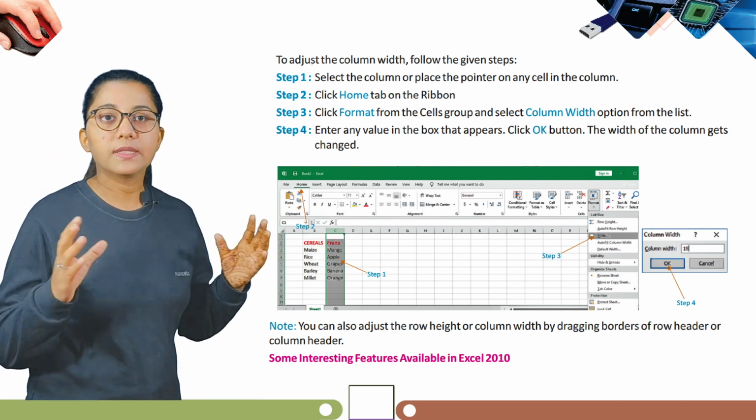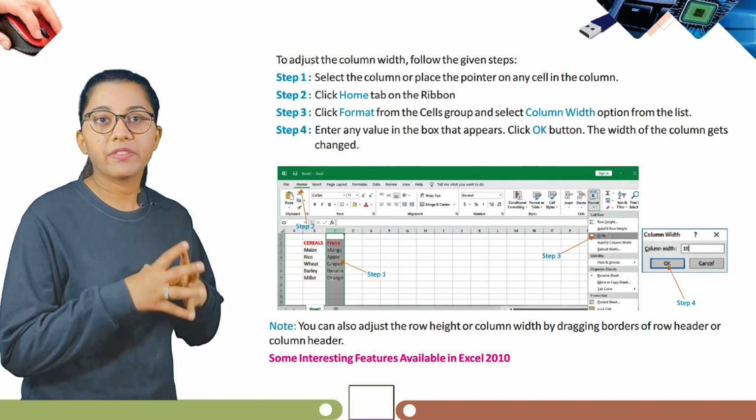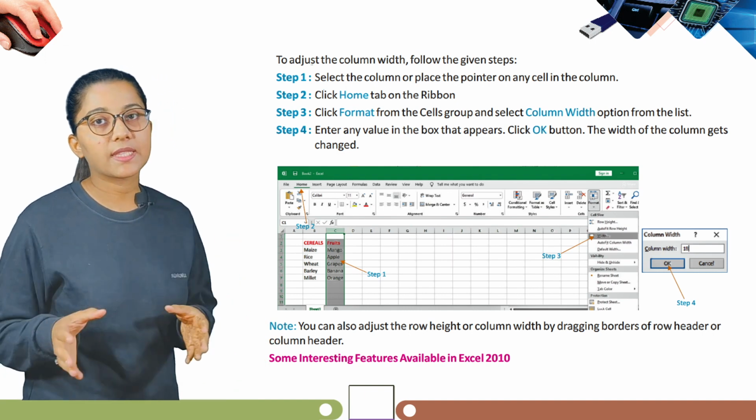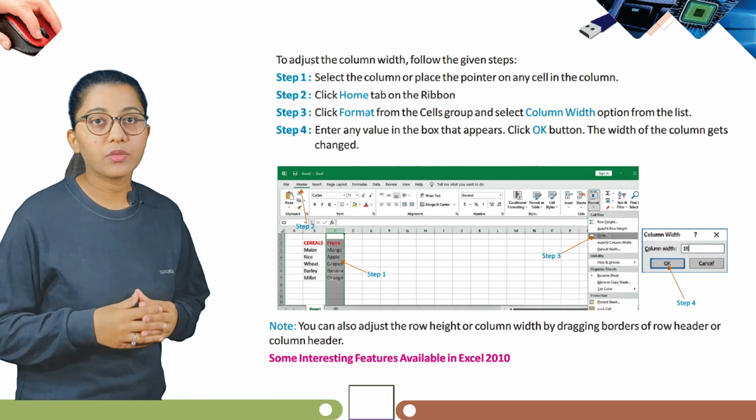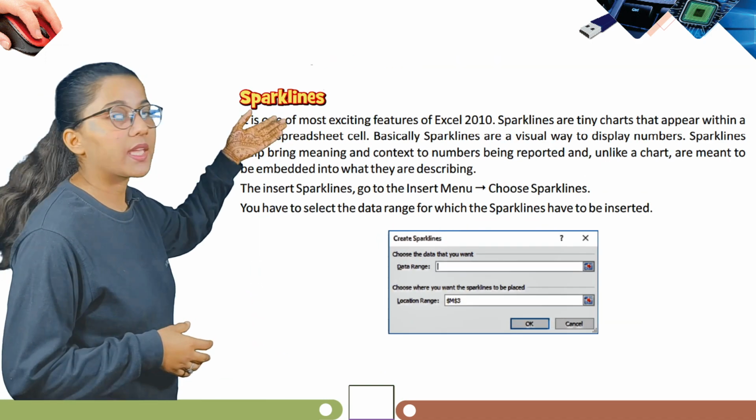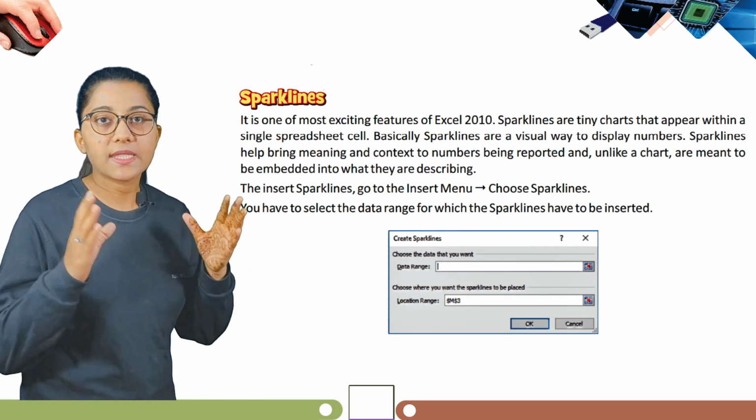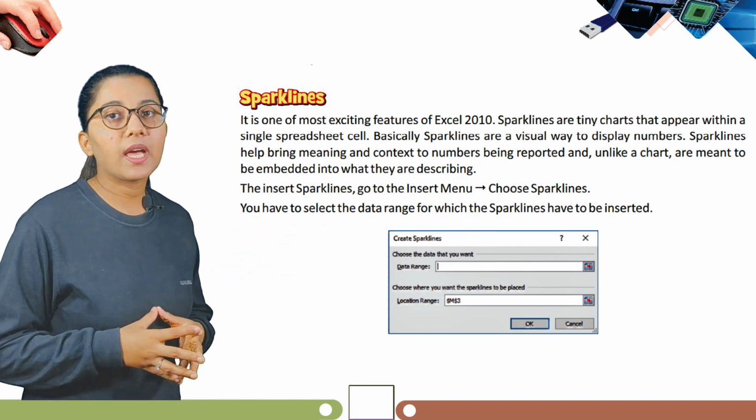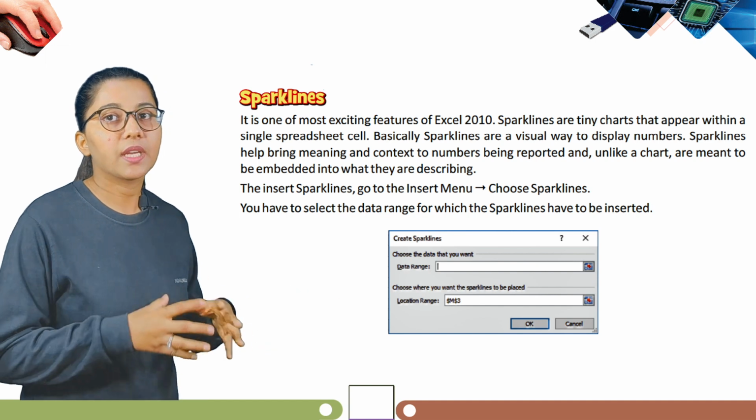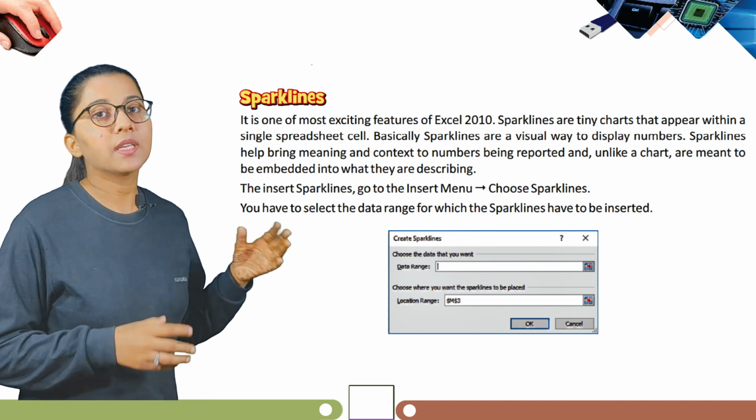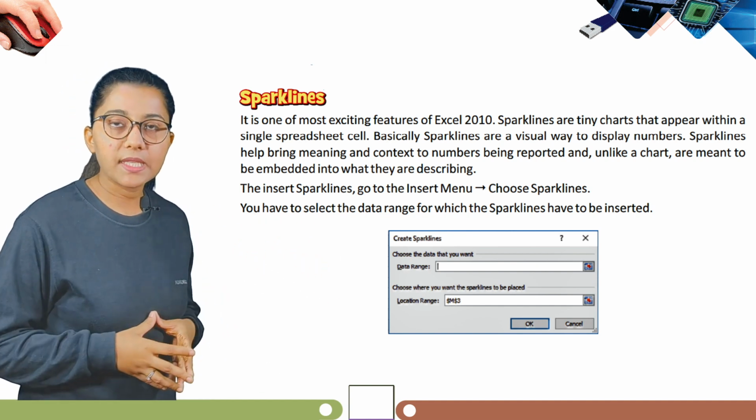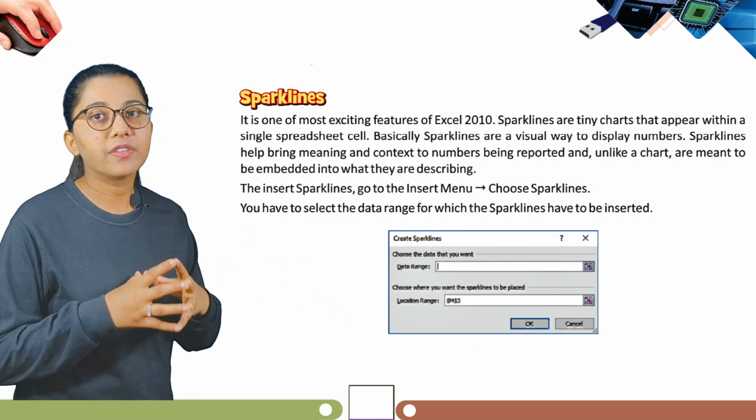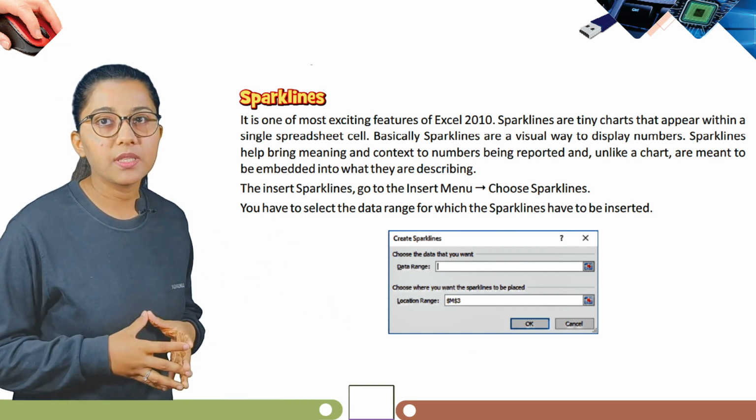So now students, let's learn about some interesting features available in Excel 2010. So first we have Sparklines. It is one of the most exciting features of Excel 2010. Sparklines are tiny charts that appear within a single spreadsheet cell. Basically, sparklines are a visual way to display numbers.